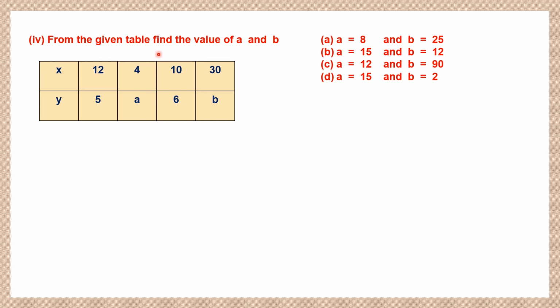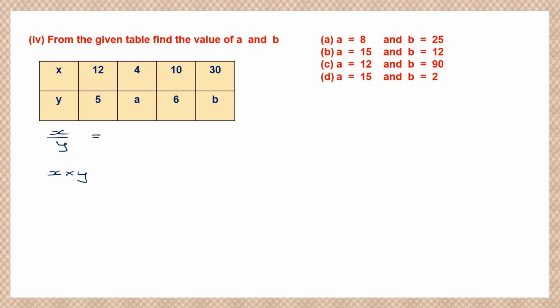Question 4. From the given table, find the value of A and B. So we have A here and B here. We have to find the values of A and B from this table. In that case, first we need to know whether X and Y are a constant, and if they are a constant when we divide them or when we multiply them. If X by Y is a constant, then we say they are in direct variation. But if X into Y is a constant, then we say they are in indirect variation. So let's find out whether it's direct or indirect variation.